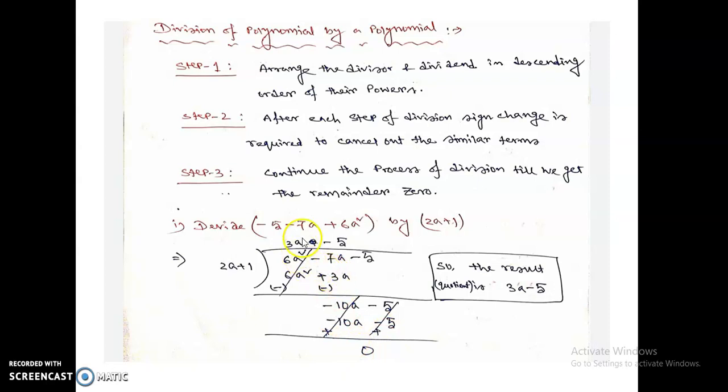So what is the ultimate result of our division? This is called the quotient, and the quotient is coming as 3a minus 5. So the result of the division is 3a minus 5, and that is called the quotient of the division. In this way we divide a polynomial expression by another polynomial expression, because here 6a square minus 7a minus 5 is a polynomial expression, and 2a plus 1 is also a polynomial expression.